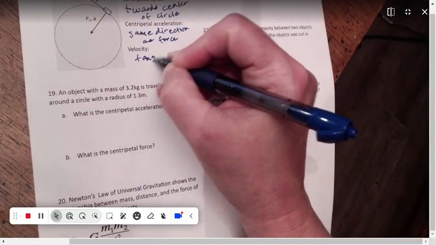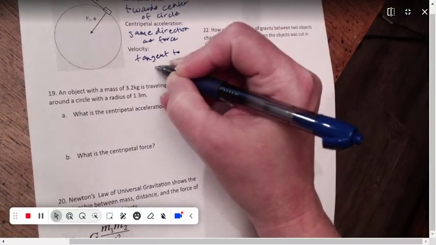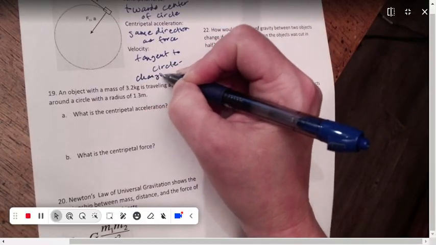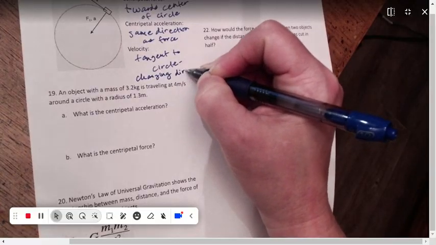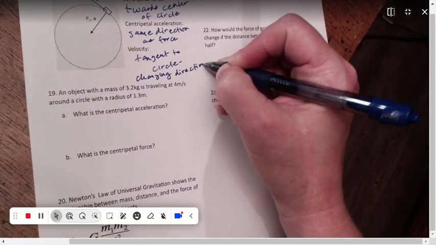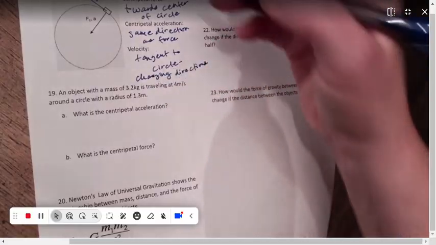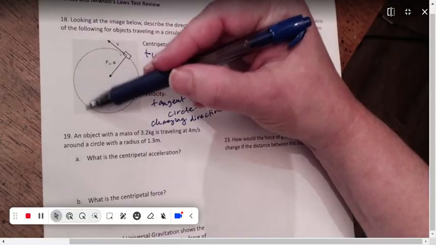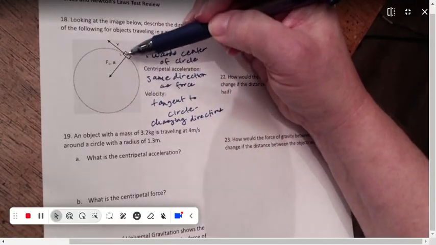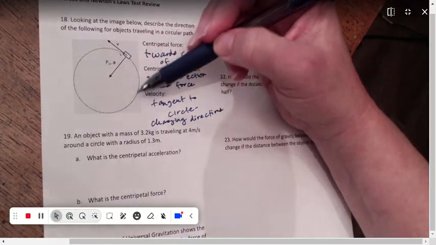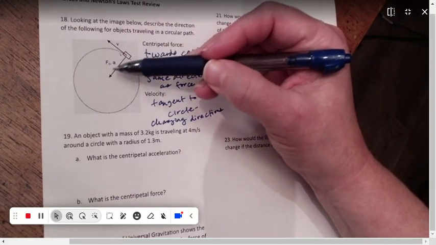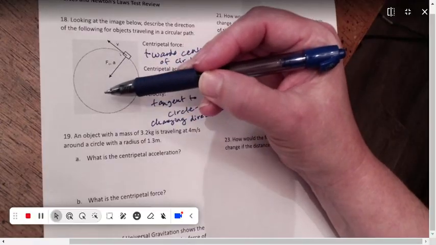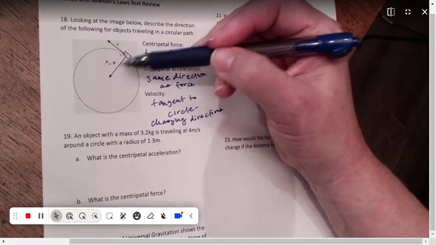Remember, we said tangent means touching. And it's also changing directions as it goes around the circle. So the velocity is going to change. Imagine me drawing this vector as it goes around the outside of the circle, and then always pointing into the center of the circle is going to be force and acceleration, and they're perpendicular to each other.